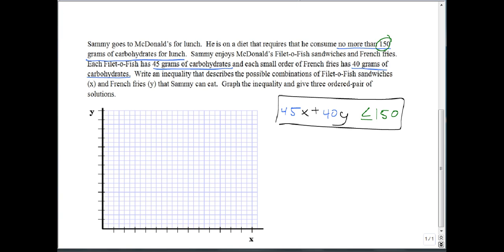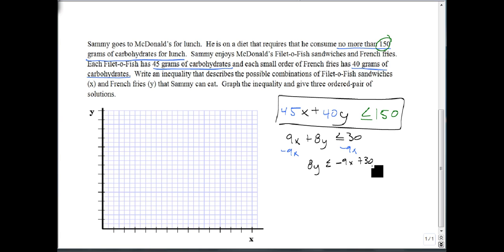However, we can, if we want, make it simpler. We can divide everything to make the numbers easier to work with. So notice if we divide everything by 5, we'll get 9x plus 8y is less than or equal to 30. And this is going to be a little bit easier to graph for us. Well, let's just finish it. Let's solve for y. So let's subtract 9x. And that gives 8y is less than or equal to minus 9x plus 30.